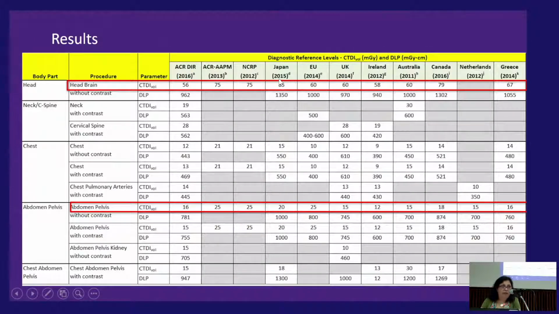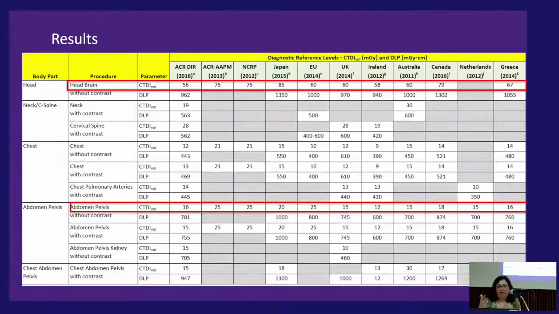And that's from 2015. That seems like a little high dose to me, but that's what they had. And then similarly, another example, let's look at abdomen pelvis because that's the most common exam in the United States. The DRL was 16 for this work. And then you can look at the other countries. It ranges anywhere between 12 all the way to 25 milligray. Again, in the ballpark, even though there is plus or minus.